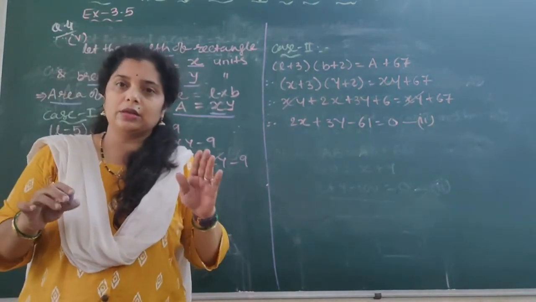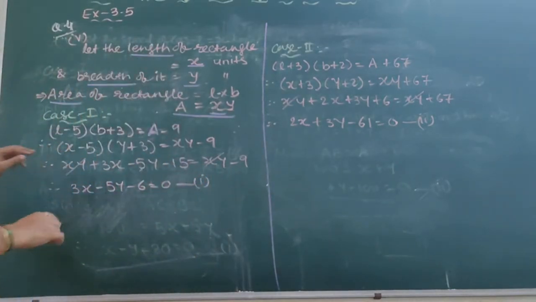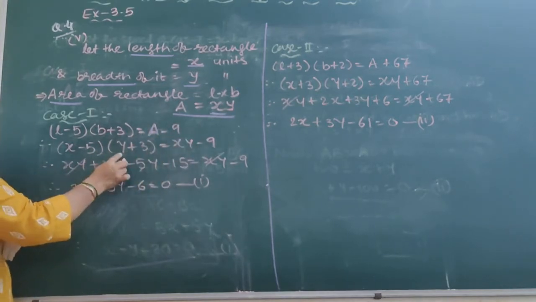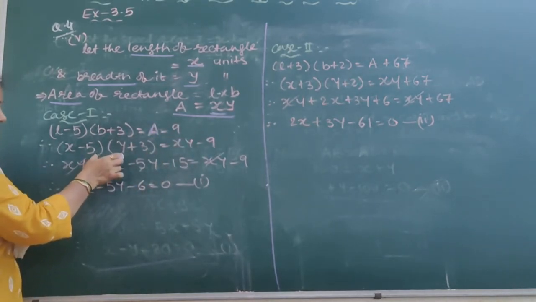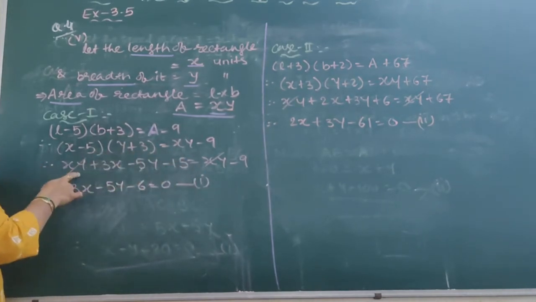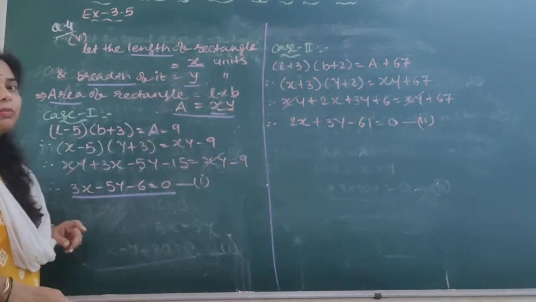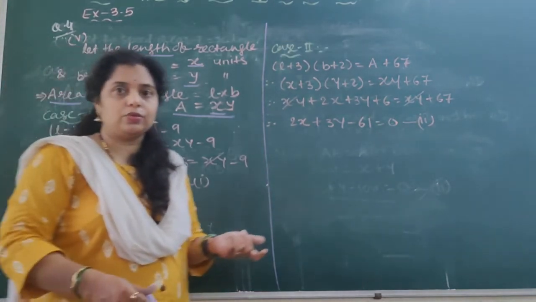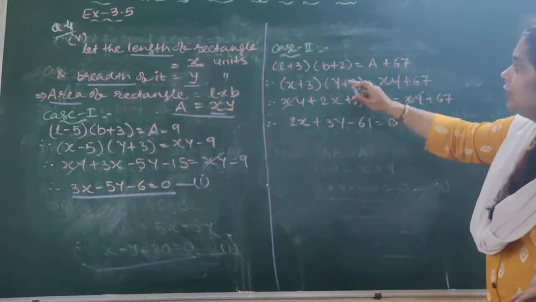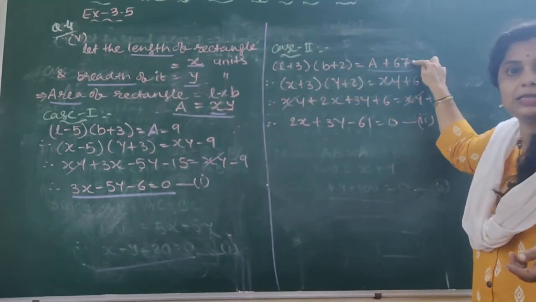Okay, is it clear? This is the logic you can use in each and every sum of maths. So (x minus 5)(y plus 3) is equal to xy minus 9. Now after multiplying the two brackets, xy is common on both sides, so we cancel it out, and finally we get the equation 3x minus 5y minus 6 is equal to 0. Similarly, you will get a second equation from the second condition, in which it is given that the area is increased by 67.